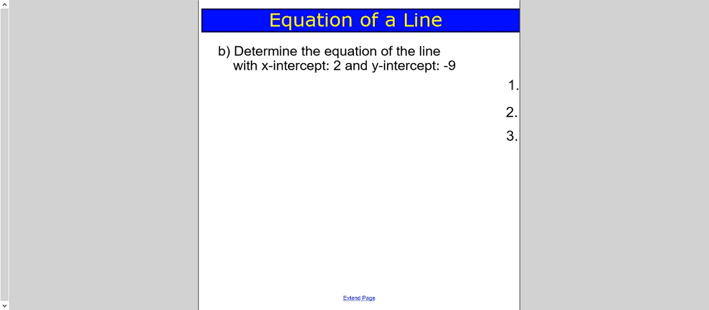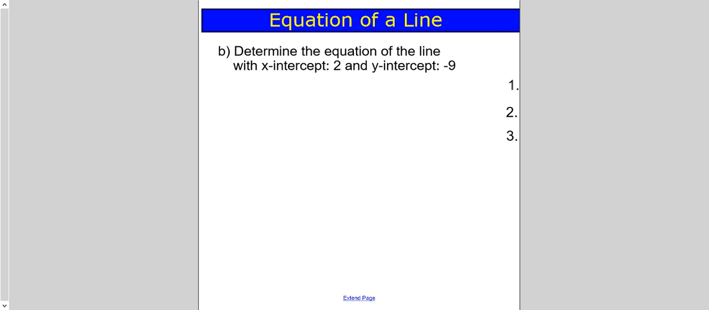So here we go. Again, feel free to pause it and give it a try on your own and come back and see how you did. But if you're having a little bit of trouble with this one, let me get you started. So this one, it looks like they don't give us 2 points. They tell us we have an x-intercept at 2 and a y-intercept at -9. So at first glance, it looks like this isn't 2 points, but it actually is.